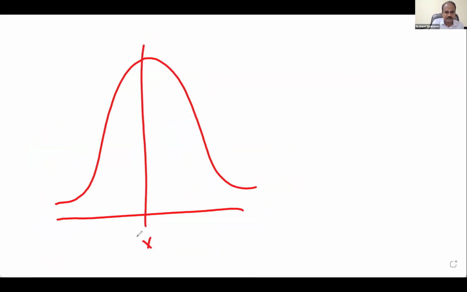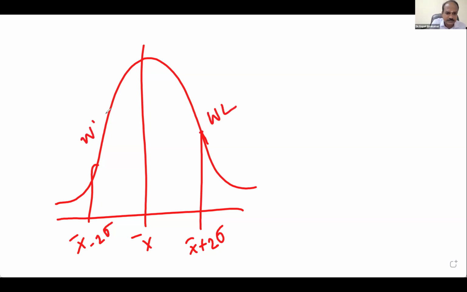Suppose you don't want to work with the control limits. You want to go only up to this. And this point is x bar plus 2 sigma. Similarly, this point is x bar minus 2 sigma. And now these points are nothing but warning limits. What are these points? Warning limit. There is an upper warning limit and there is a lower warning limit. And now what percentage of the population is expected to fall inside the warning limit?